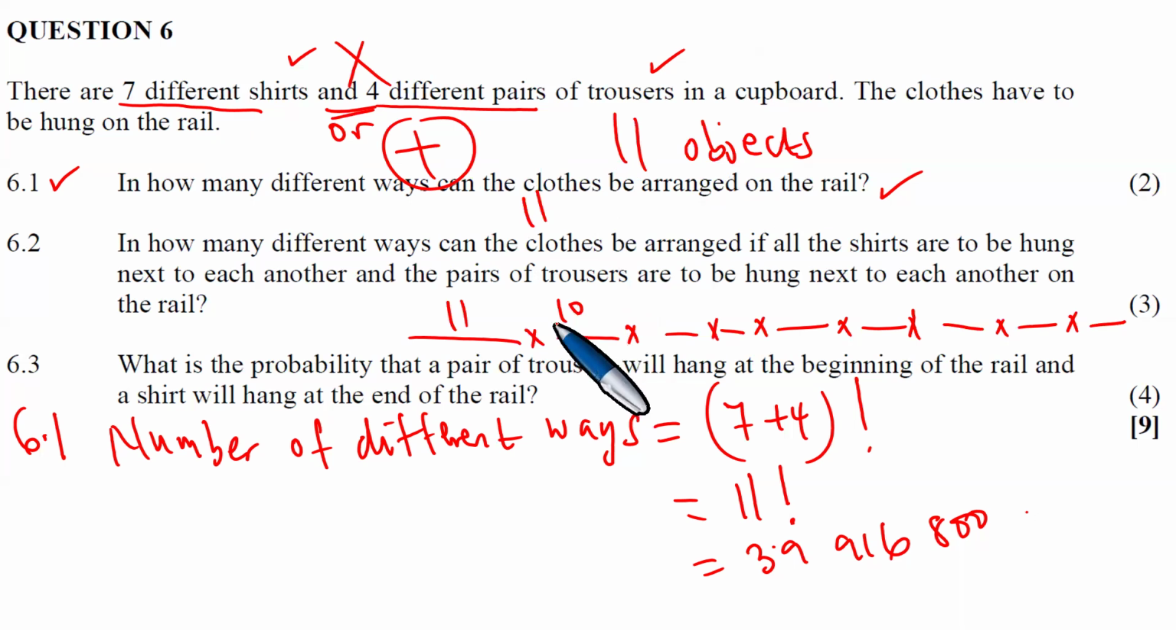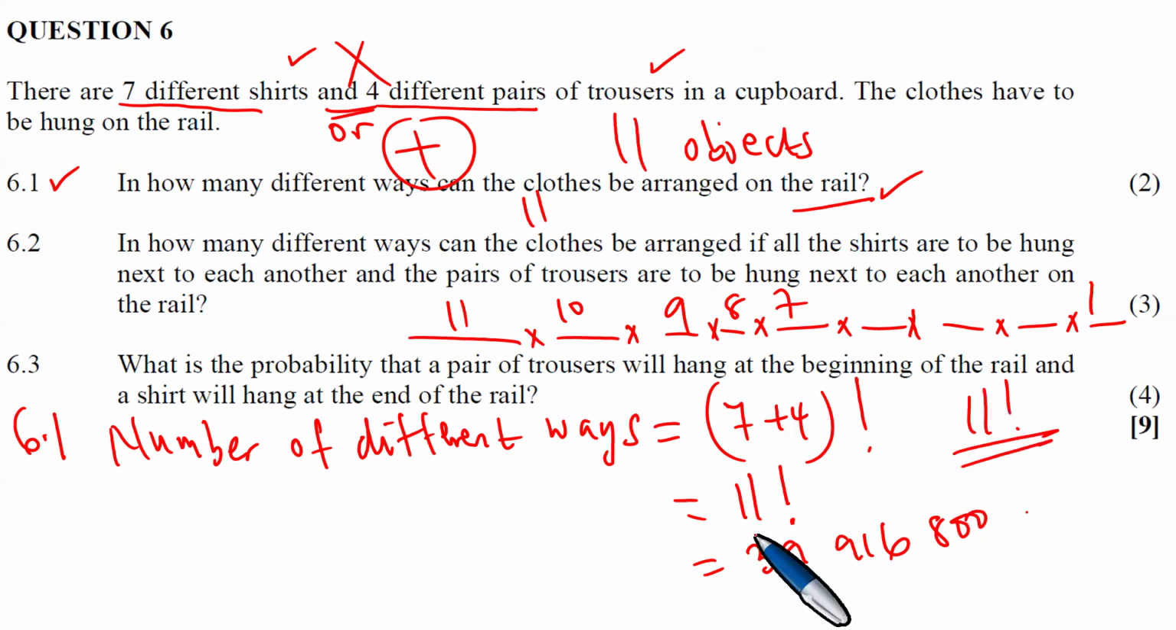After we have put the 10 on the rail, then you're left with 9. You have 9 choices. After that, you have 8 choices. After that, you have 7 choices. And so on until you have only one choice, one item left to put on the rail. So in the end it becomes 11 factorial because of that.